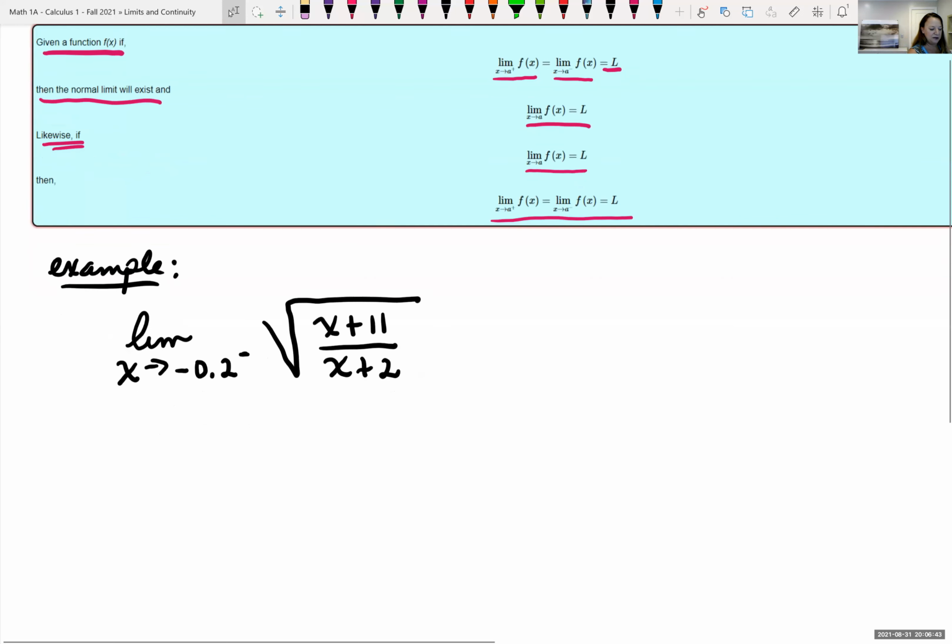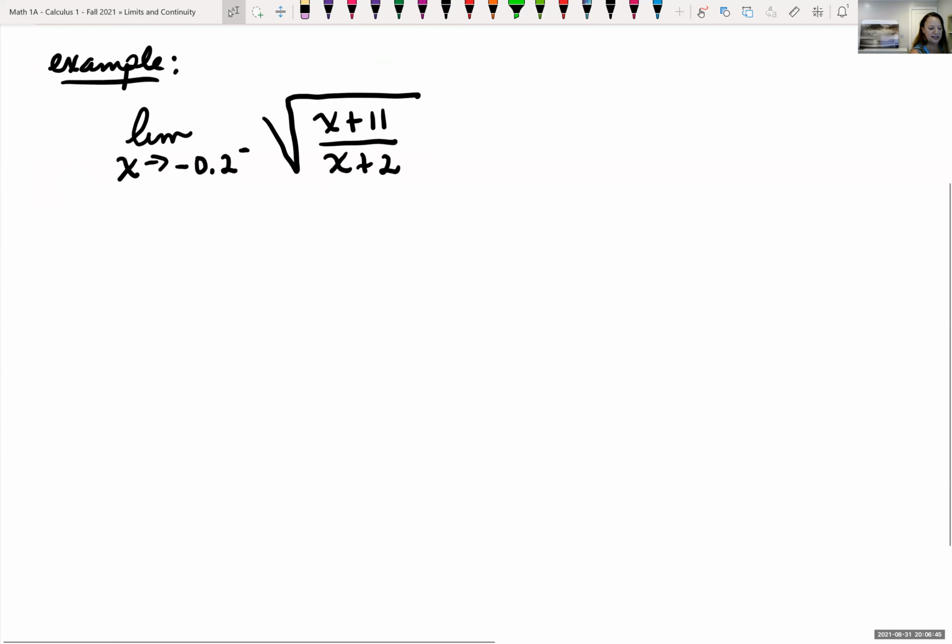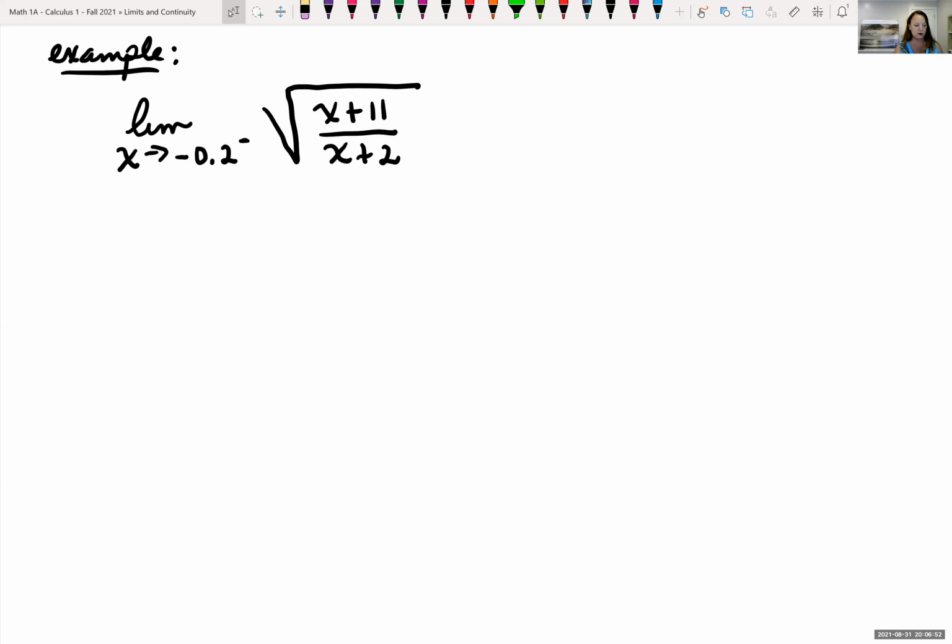Okay, so we have an example now in front of us. The limit as x is approaching negative 0.2 from the left of the function square root, where the radicand is a fraction, and our numerator is x plus 11, and the denominator is x plus 2.